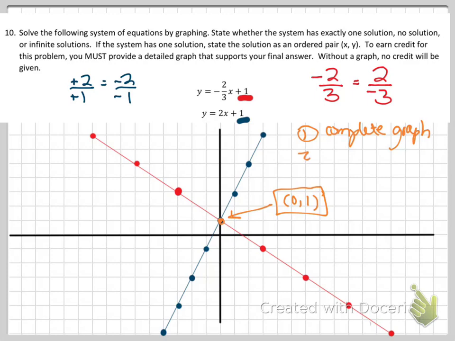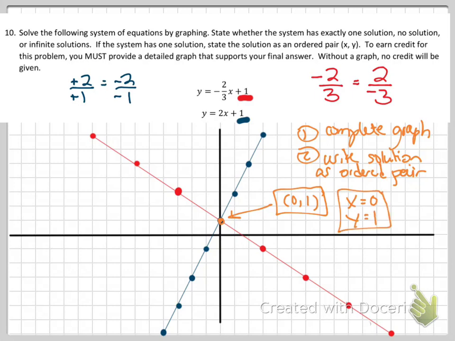Okay, and then you need to write your solution as an ordered pair, just like we did. Okay, so again, if you want full credit for this problem, that's what we need to see. Okay, I guess you could also write x equals 0 and y equals 1. That's also true. I think it's just faster and easier to just label the ordered pair.